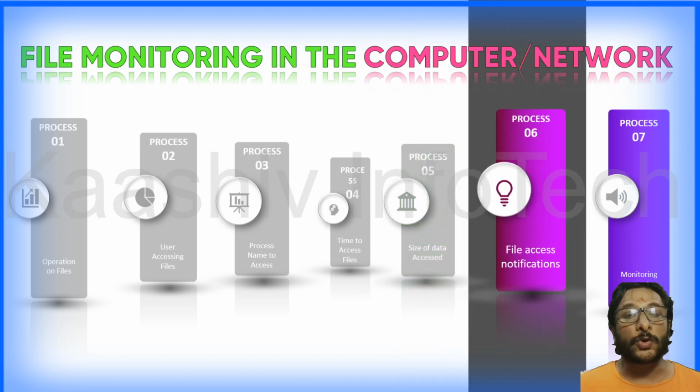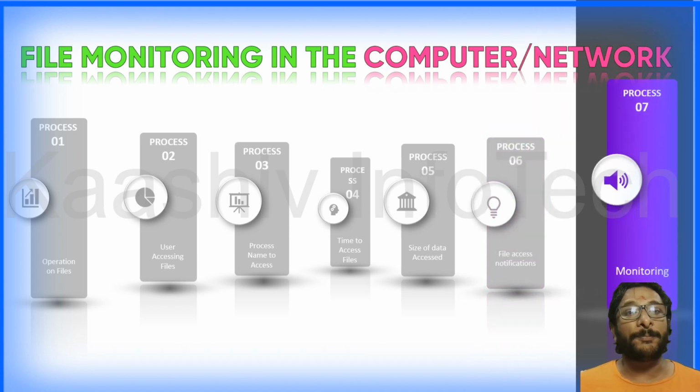And file access notifications. We need to check that if a file is accessed, can we have a notification? Why is my notification not working? What notification have I got? What logging am I making? Everything we need to check. And finally, monitoring with the reports.